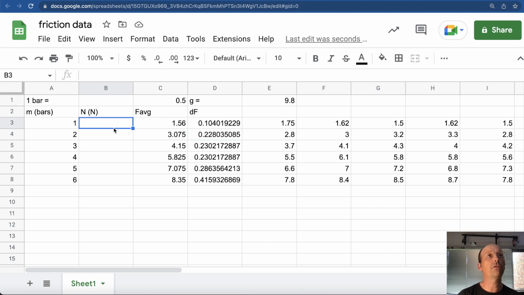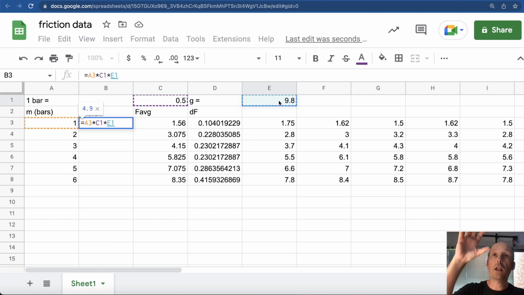Now, the other thing I want to do is to calculate the normal force. So I have the number of bars. I need to multiply that by 0.5 kilograms, and then I need to multiply that by 9.8. So let's say equals this, and yes, I didn't include the mass of the bucket. That'll be something we can talk about. Times the mass per bar, which is this right here, times g, which is that value right there.